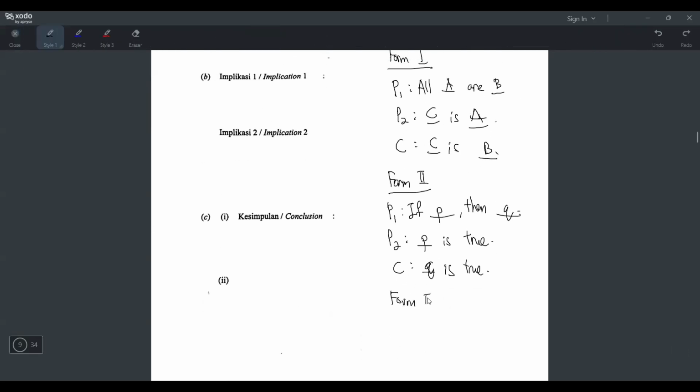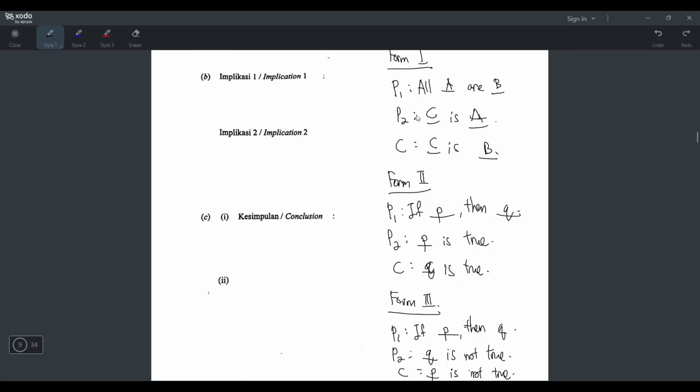For form number 3, premise 1 is the same as just now: if P then Q. But this time in premise 2, you will mention Q first, and not only that, it will do the negation of Q. Then the conclusion will be the negation of P. You know what negation is, right? Negation means penafian. You change the true value. You say that it's not true.